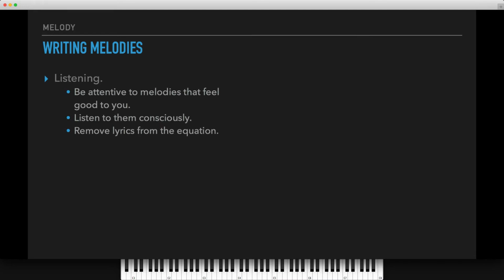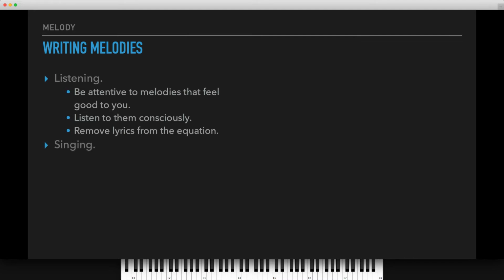And remove lyrics from the equation. Lyrics are wonderful. I have nothing against lyrics, honestly, but in this case, we're talking about notes. We're talking about melodies built of notes. And of course, all lyrical melodies are built of notes too. So sometimes it's important to remove the lyrics from the equation and just hear the melody or play the melody itself instead of hear it with lyrics.